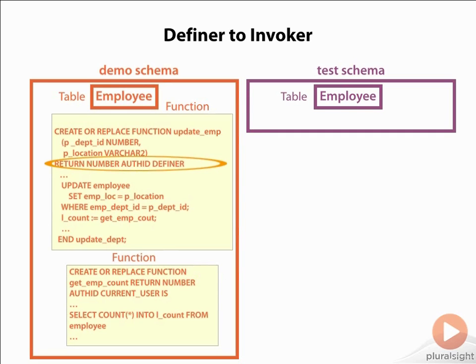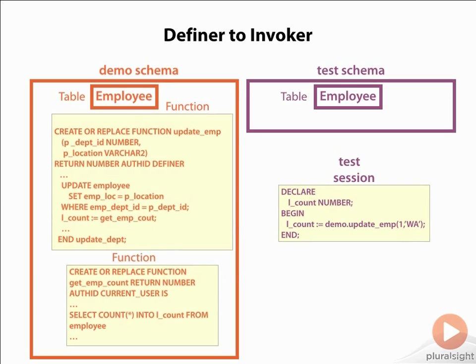Here, now we have defined the update EMP function to be a definer's write subprogram, and getEMPCount, which it calls, is invoker's write. If demo session calls update EMP, then since it is both the definer and executor, both the functions will operate upon the employee table in the demo schema.